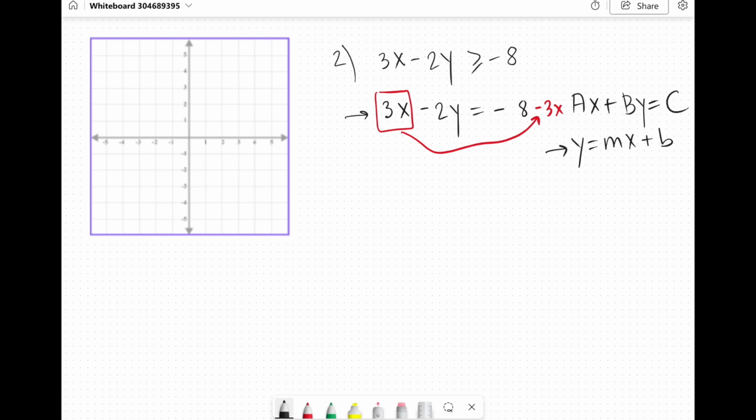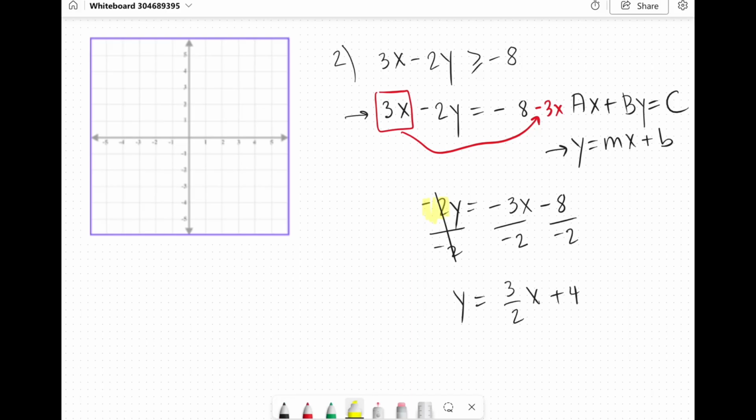This is what I have now: negative 2y equals negative 3x. I'm going to go ahead and write that first, and then negative 8 comes after. Now I need to remove the 2, which is multiplying my y, so I will be dividing by negative 2. Notice that next to the x, I have a fraction, 3 over 2, because 3 is not divisible by 2, but I did make it a positive fraction.